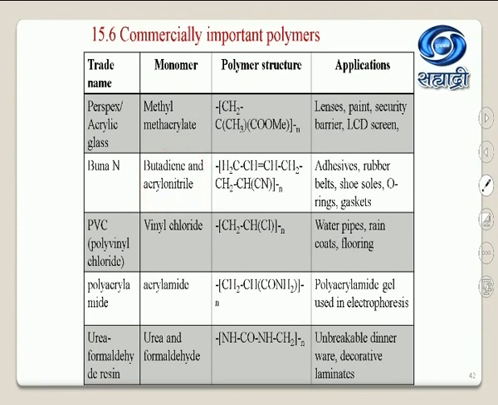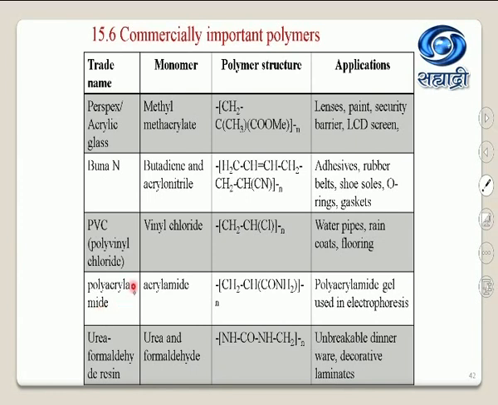Again, acrylonitrile means vinyl cyanide. This is the structure for this Buna-N, and these are the applications. That is, it is used in adhesives, rubber belts, shoe soles, O-rings and gaskets. The next commercially important polymer is PVC, that is polyvinyl chloride, which is obtained from vinyl chloride, and this is the structure for the polymer PVC. It is used in water pipes, raincoats, flooring, etc.